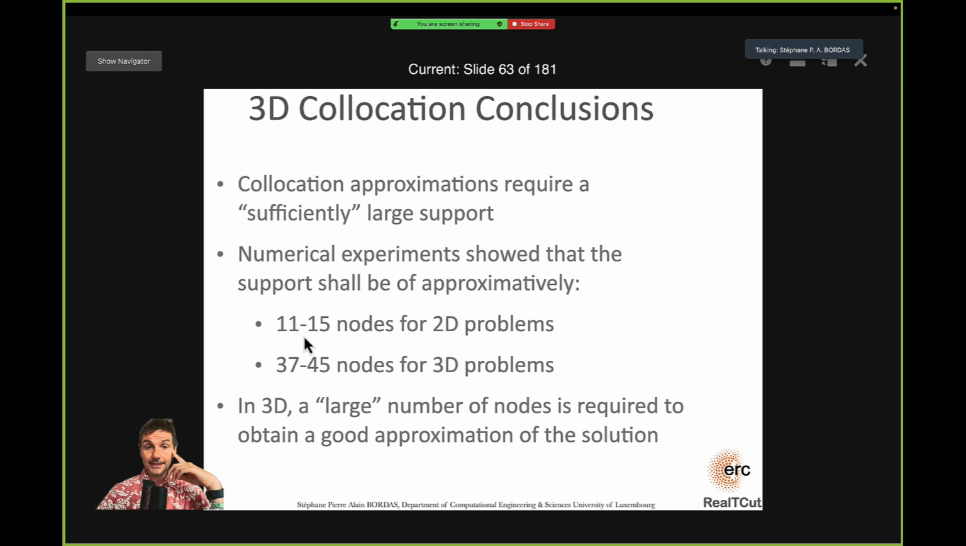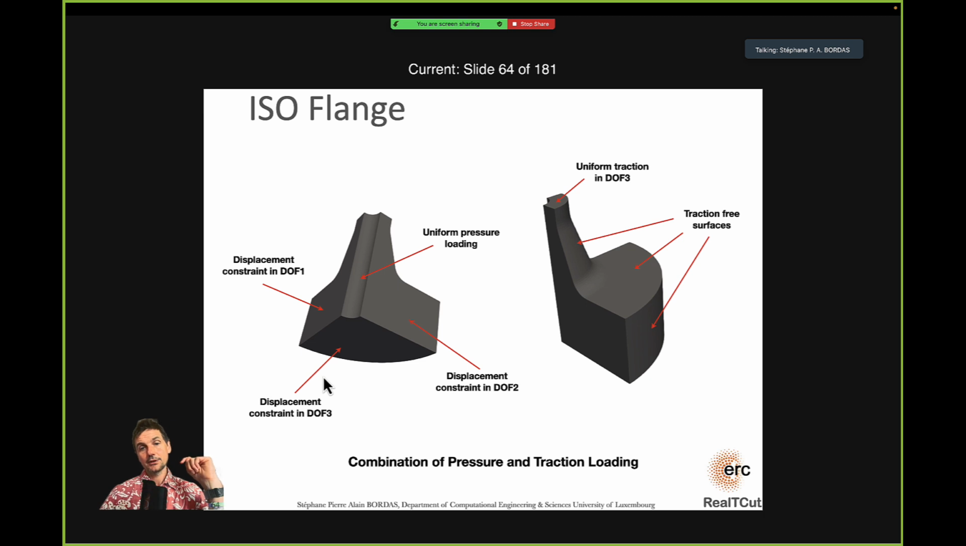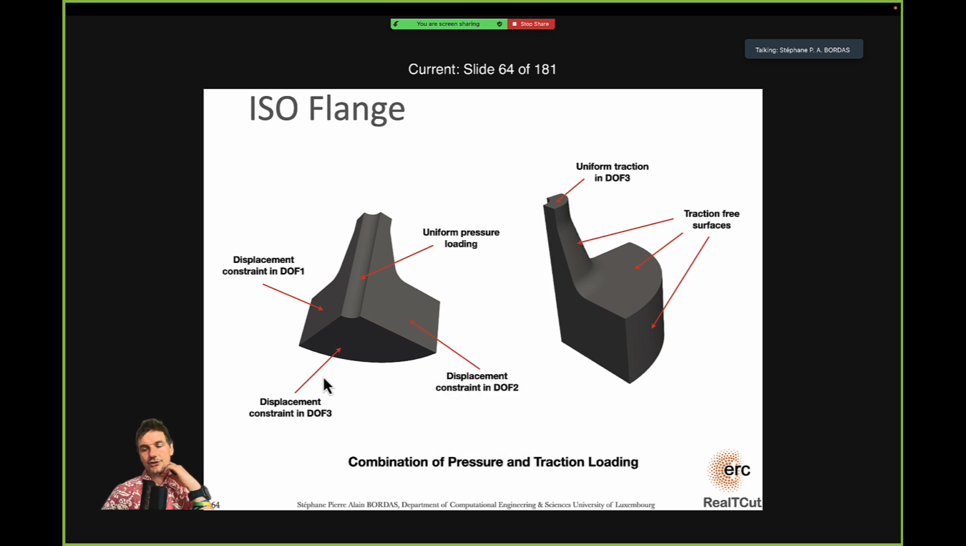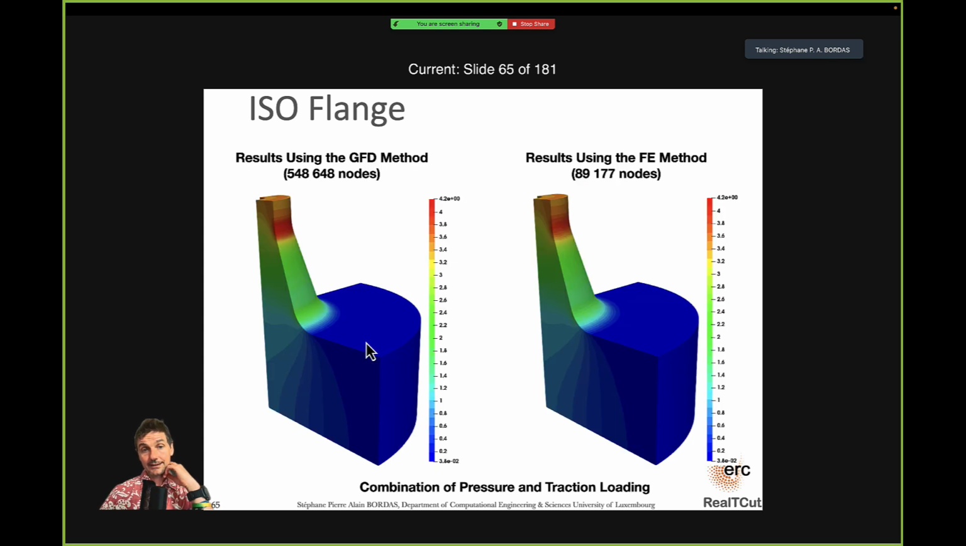What we see is that we need 11 to 15 nodes for 2D problems and 37 to 45 nodes for 3D cases. And we need, let's say, a large number of nodes to get a proper simulation. Okay, and what does it mean in practice? So if we look at this flange here, we assume there is uniform pressure loading here, displacement constraints there, here, and there. And now the question is, what is the deformation of this?